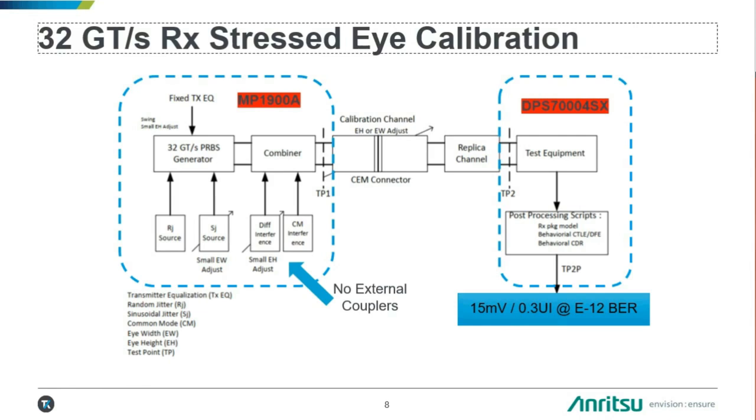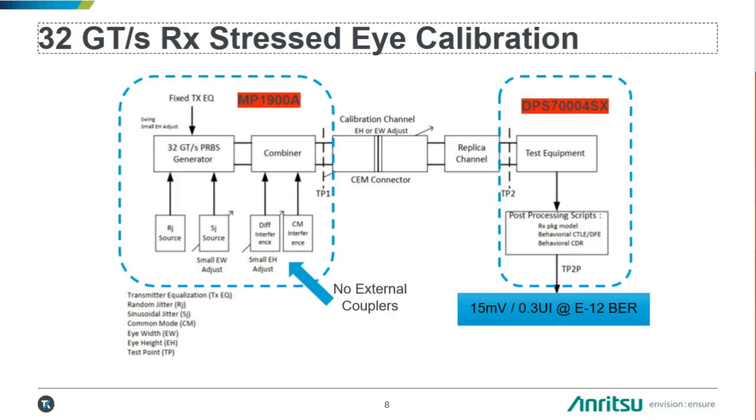Now on the right, we'll look at the real-time scope. I'm showing the DPO 70K series SX scope from Tektronix. This is used to capture the step response or waveform signaling, depending on which tool is utilized. And then we have some post-processing, which is done. We're applying the RX package model, behavioral CTLE and DFE, and behavioral CDR. Ultimately, we're trying to calibrate the signal to an eye criteria of 15 millivolts and 0.3 UI at a BER target of e to the minus 12.